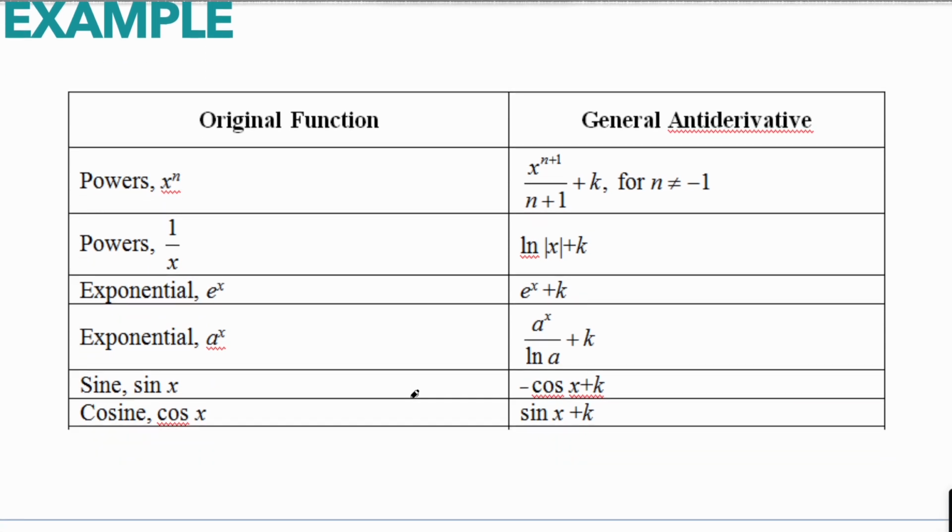So here is a table of the general antiderivatives based off of a function. If you'd like to pause the video to write some of these down, we will talk about these at a later date. The easiest one is e to the x, which is great because the derivative of e to the x is e to the x, which means the antiderivative is also e to the x. But I do want to show you, if you notice, there is a plus k at the end of all of these, and here's why.